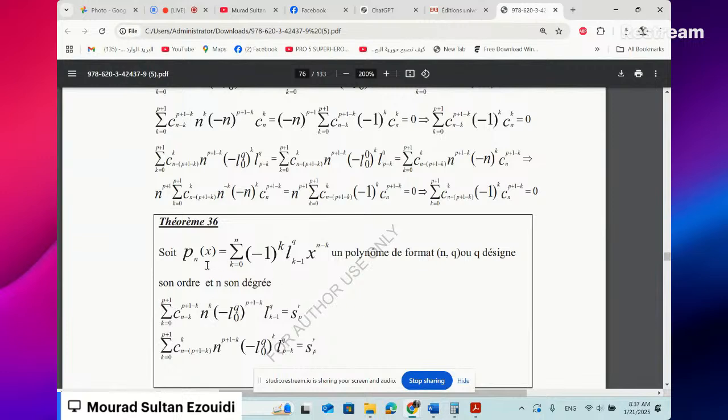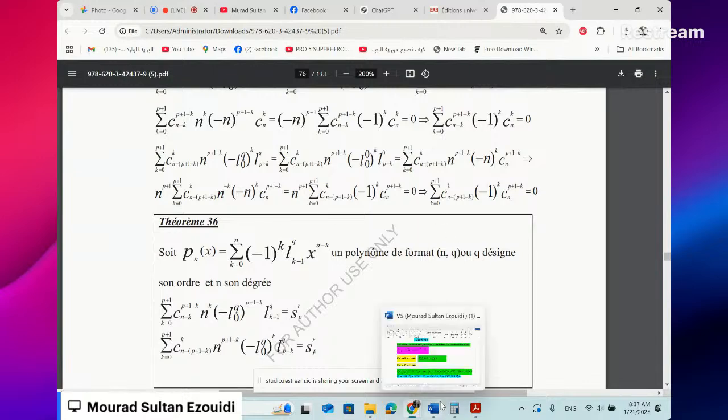So I'm going to read this theorem number 6. Let P of n, Pn of x equal the sum from K to n minus 1 of 42 raised to the power K times L K minus 1 of 42 x n minus K, a polynomial to the power of the form n, where q, let's say, denotes the order, and not its highest power. Okay, so how do we close this one?